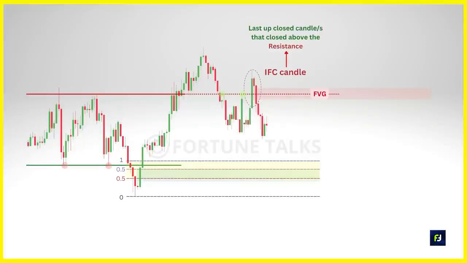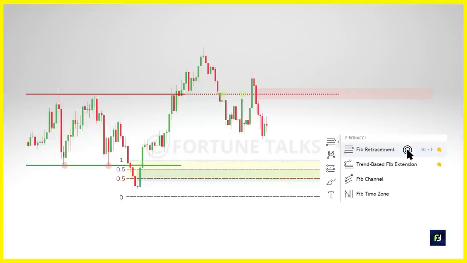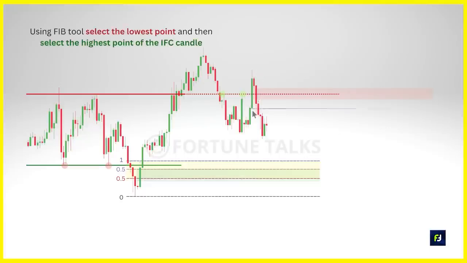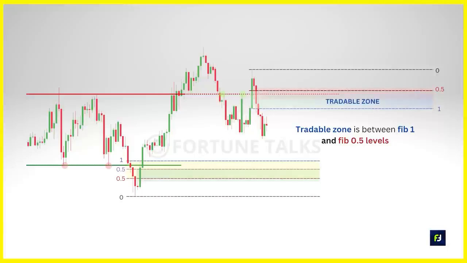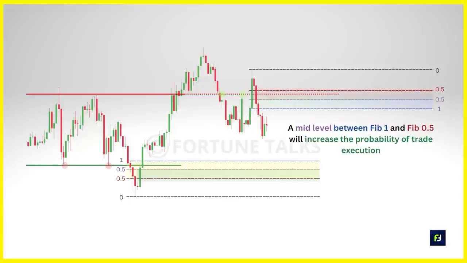Now we have to mark the tradable IFC range using the Fibonacci tool. For this, bring up the Fibonacci retracement tool and first select the lowest point of the IFC candles and then select the highest point of the institutional candles. Our tradable zone is between Fib 1 and Fib 0.5 levels. You can also mark the intermediate level between Fib 1 and Fib 0.5 levels for getting good results.